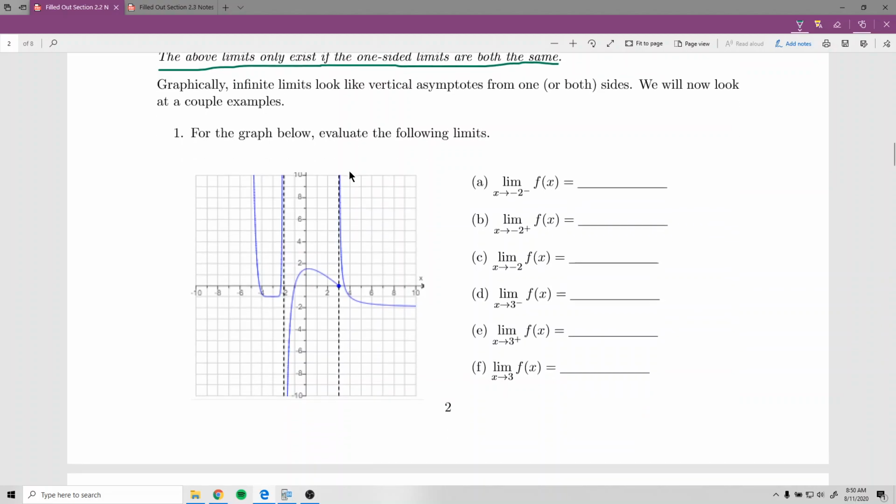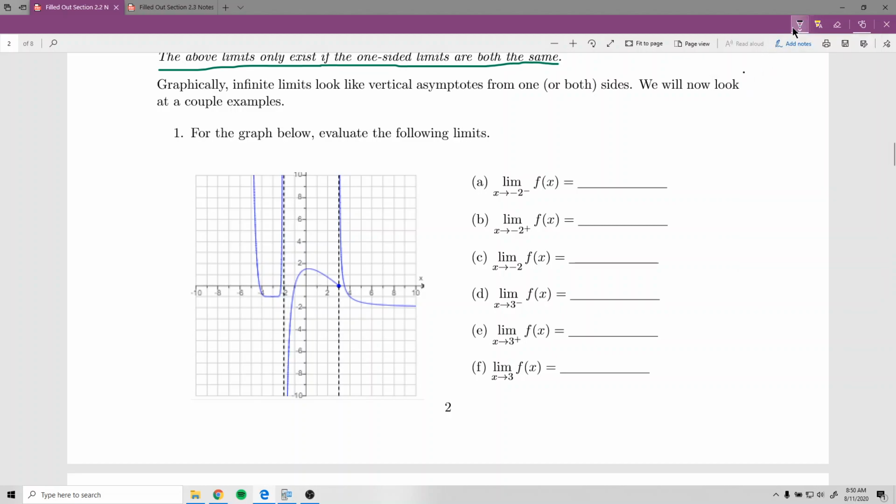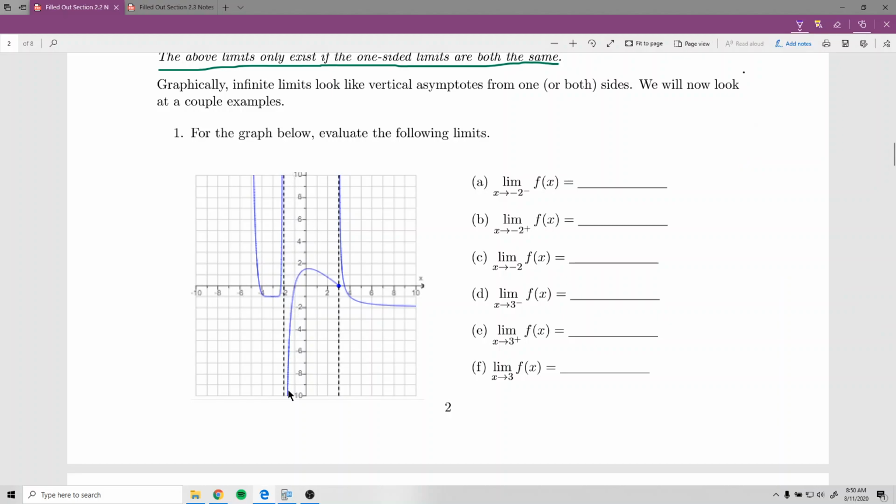And it says, for the graph below, evaluate the following limits. So we are focused on negative 2 and 3, doing our limits at negative 2 and 3. So I'm going to go ahead and point out negative 2 first. You'll notice both of these have the vertical lines called vertical asymptotes already drawn in for us. This one is at x equals negative 2 on the left, and the one on the right is at x equals 3. So where we're dealing with the limits here are at the vertical asymptotes.